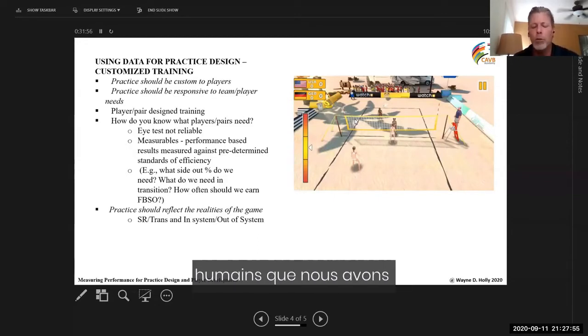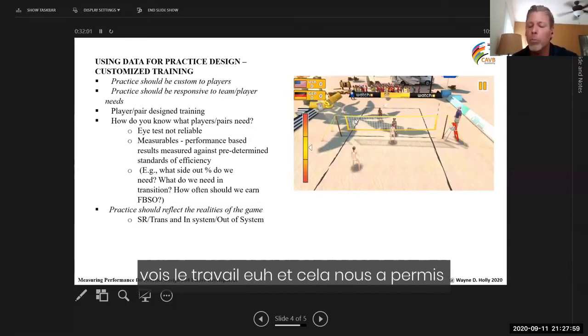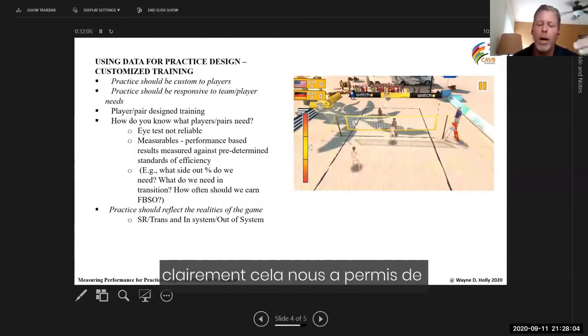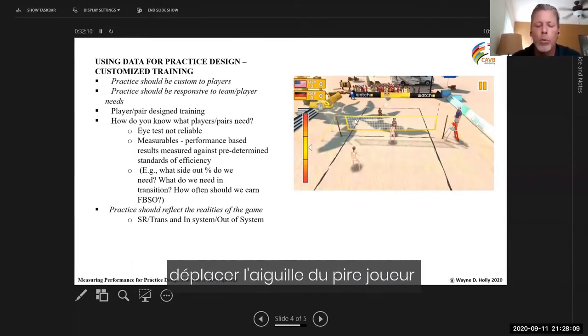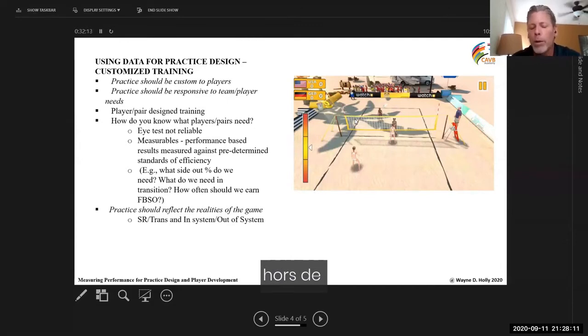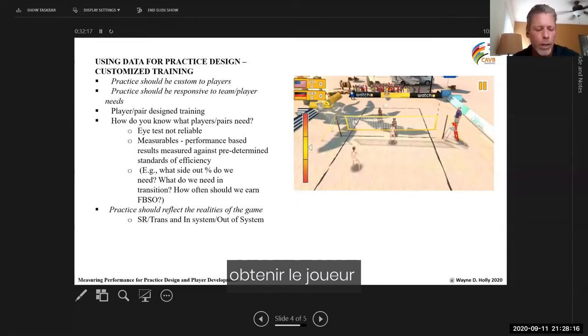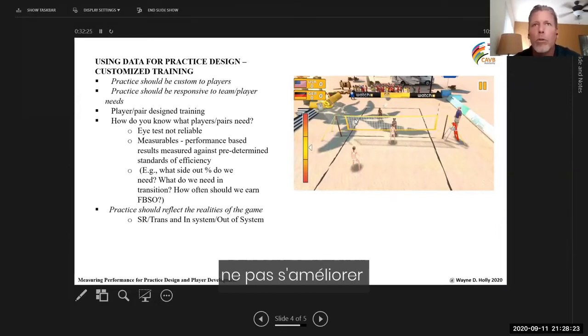It allowed us, in blunt terms, to move the needle for the best player in the group and move the needle for the worst player in the group out of the same practice, rather than simply getting the player who's performing the least well better and the top player kind of not getting improved or getting ignored. And so the question becomes, how do we manage all of this? Again, I think that's for the individual coach to learn, depending on the size of our staff and the number and type of our resources.